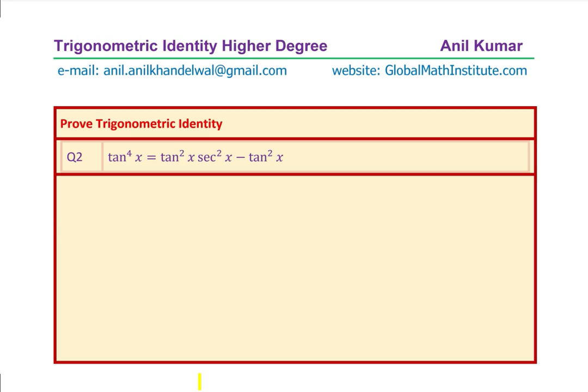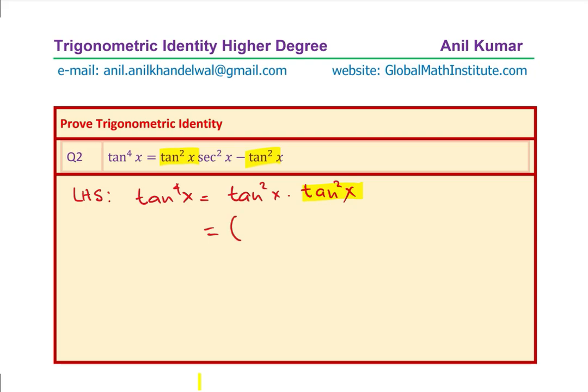And we have to write it as tan square x times secant square x minus tan square x. Well, tan square x is common. That does suggest something to us, right? So let's begin with the left hand side. As we did earlier, we have tan to the power of 4x. We'll write this as tan square x times tan square x. Since we want to retain tan square x, we'll keep this as such, but expand tan square x as what?